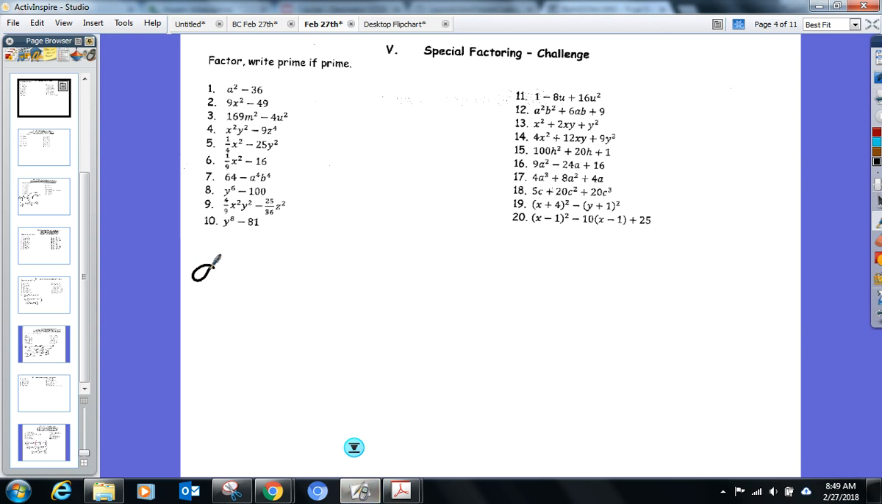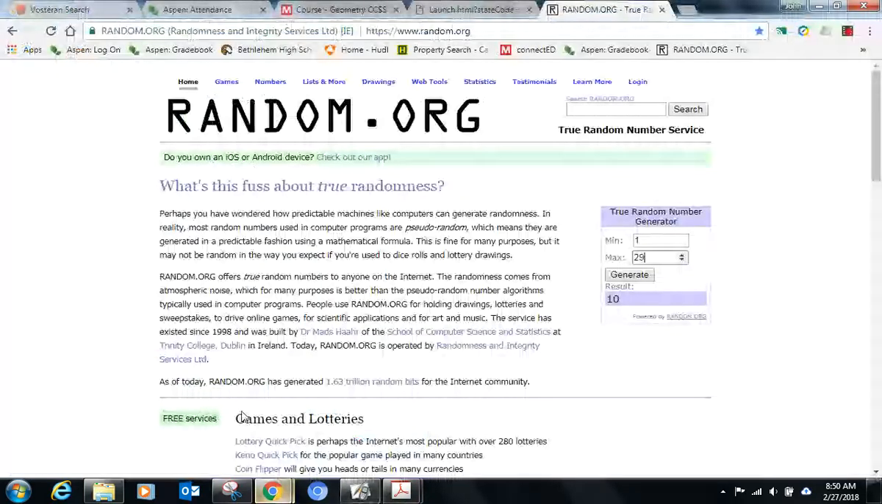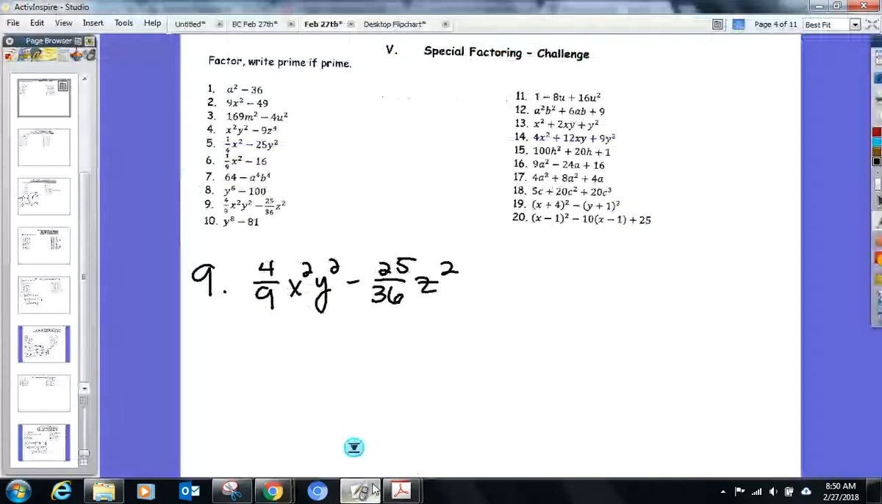Okay, section 5, number 9: 4/9 x squared y squared minus 25/36 z squared. All right, here we go. Asking you to factor that one. Need a little help? Ready here, stud? GCF through there.